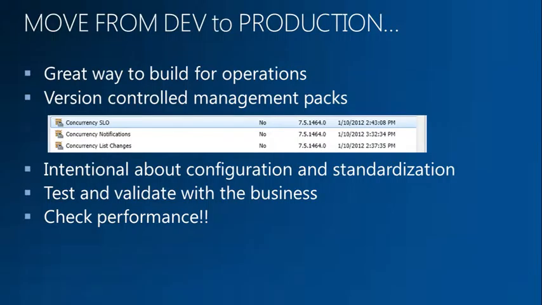You could say concurrency incident SLO. You could say concurrency incident notifications. Come up with something that fits your organization and how you want to move things from dev to prod.